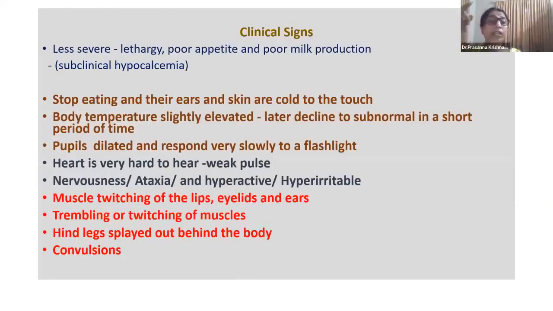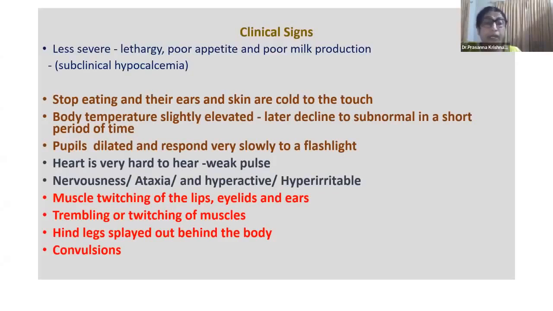And I have already mentioned subclinical hypocalcemia, where the animal is not very active. Other clinical symptoms in hypocalcemia: the animal stops eating, and the ears and skin are cold to touch. You can very well feel that subnormal temperature; body temperature is slightly elevated, but then declines to subnormal in a short period of time. The pupils will be dilated, and they respond very slowly to a flashlight.